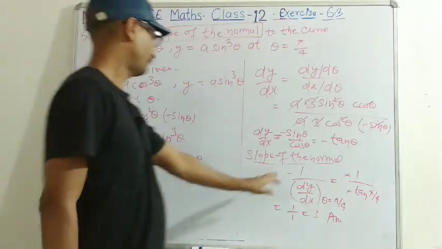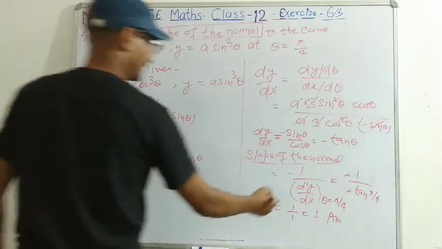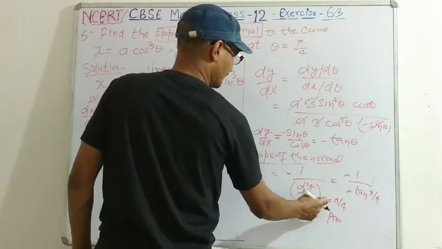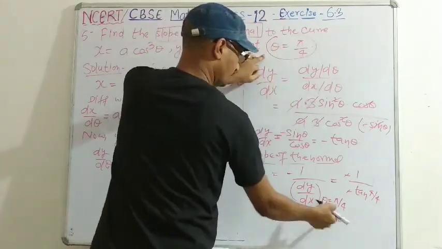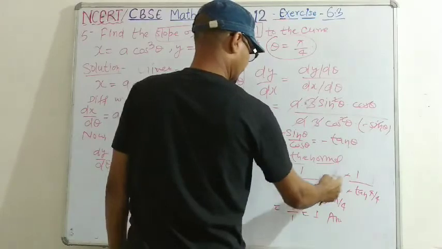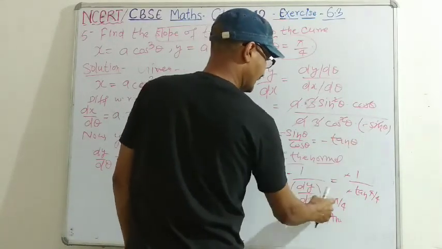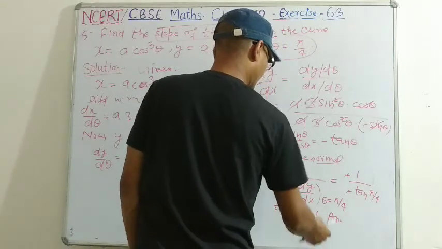Formula was, it was the reciprocal of slope of the tangent with negative sign. That means minus 1 by dy by dx, and we have to find the value at theta is equal to pi by 4. Dy by dx already calculated is minus tan theta, and theta is pi by 4, and the value of tan pi by 4 is equal to 1. 1 by 1 is equal to 1.